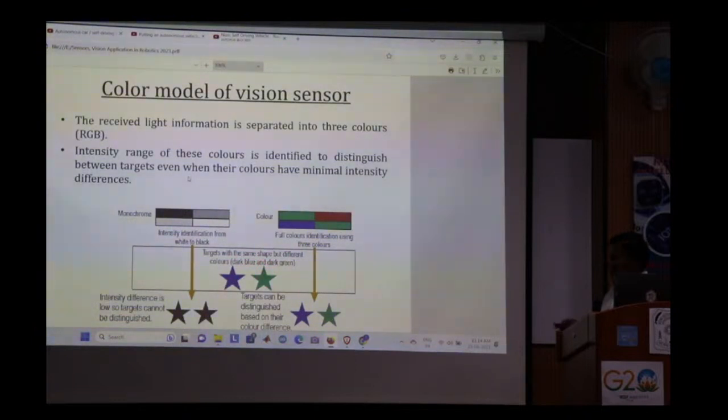So this is a slightly different thing in which we are using a sensor that separates the received light in different components. Maybe cyan, magenta, and yellow. Or CYM, some combinations are there.